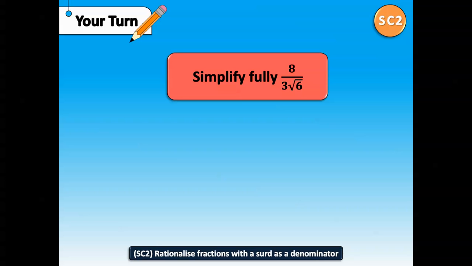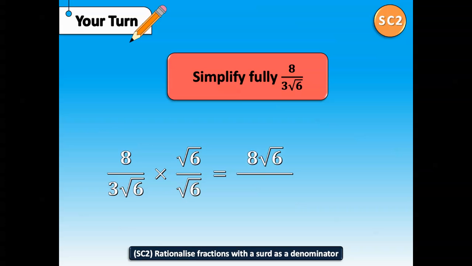So here we want to simplify 8 over 3 root 6. So we times the top and the bottom by root 6. So that's 8 root 6 on top. Root 6 times root 6 is 6. Times by 3 would be 18. And we can divide the top and the bottom by 2. So our final answer is 4 root 6 over 9.